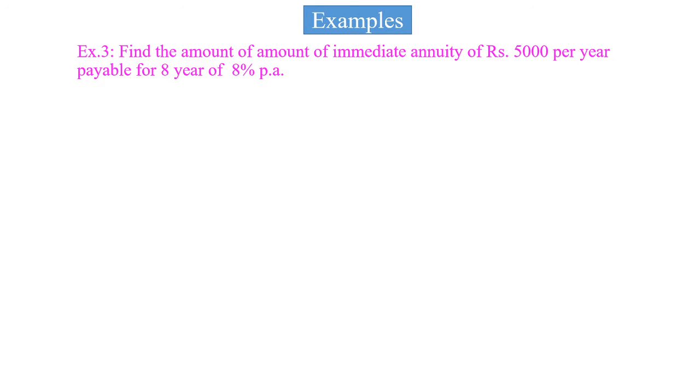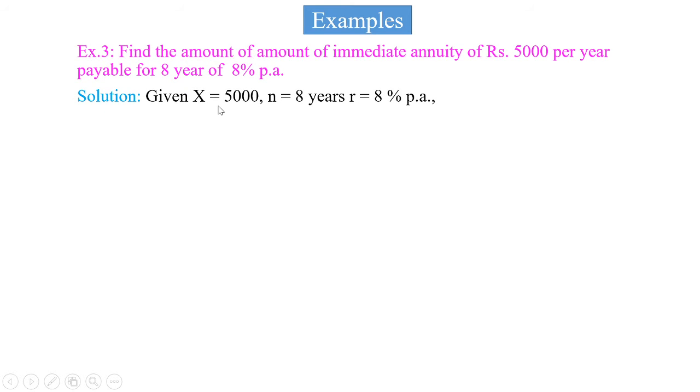In our last lecture, we already solved two examples. Let us start example number 3. Find the amount of an immediate annuity of rupees 5,000 per year payable for 8 years at 8% per annum.